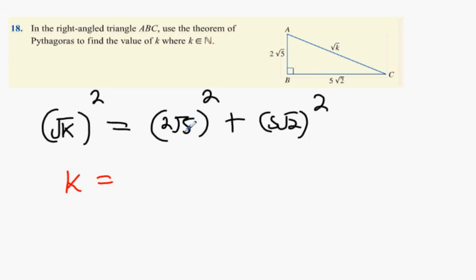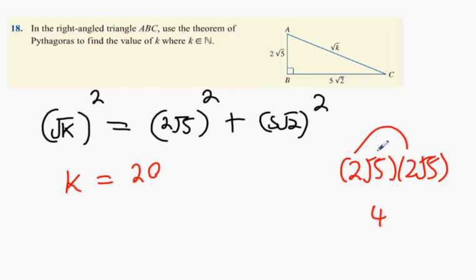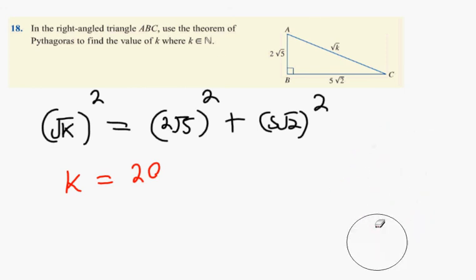And then 2 root 5 squared, 20. If you want the breakdown, 2 root 5 by 2 root 5. 2 times 2, root 5 by root 5. 4 times 5, 20. You can't be solely dependent on the calculator. You should know how to do them as well.